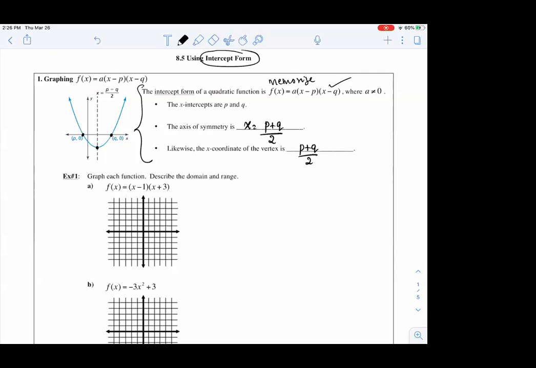Memorized? Did you guys memorize? Yeah. Can I hear from some of you guys? It's right there, but I just want to hear from you. What is the intercept form? Anyone? Okay. f of x equals a times (x minus p) times (x minus q). That's correct.